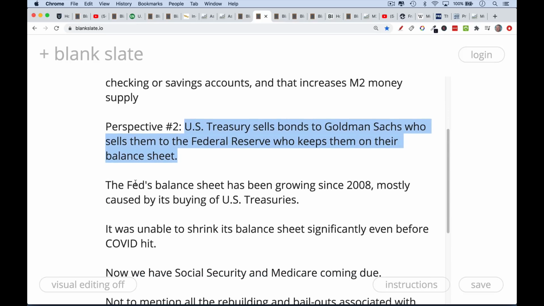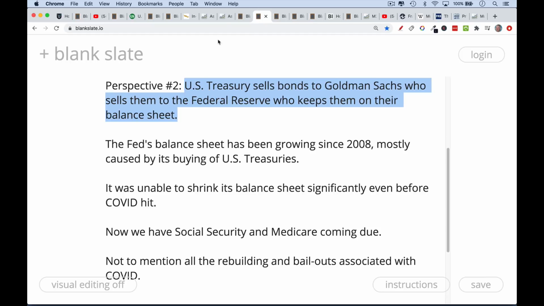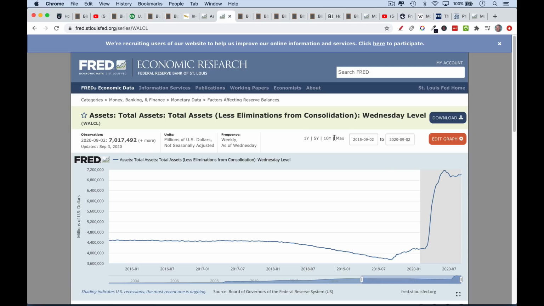As we said, the Federal Reserve's balance sheet has been growing since 2008, mostly caused by buying of U.S. treasuries. It tried to shrink its balance sheet in, we can see here, 2018 and 2019. And when it did it in 2018, it sort of caused a mini stock market crash. The market is not able to withstand the Fed drawing down their balance sheet. And we actually got a repo crisis late in 2019.